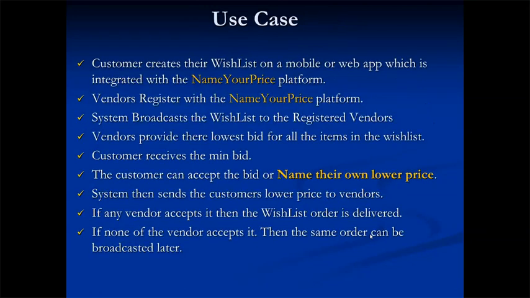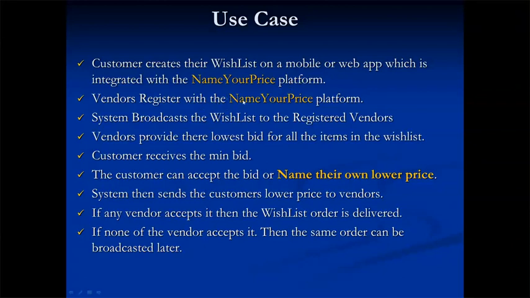So let's look at an end to end use case, and then we'll go from there. The customer creates their wish list. This can be any single item they want to buy, on a mobile or a web app. In fact, I worked on a similar application in my mobile class, where I developed a wish list app. So you can enter any item that you want to purchase on a mobile or web app, which is integrated with the Name Your Price platform. The wish list will be imported from there into this platform.